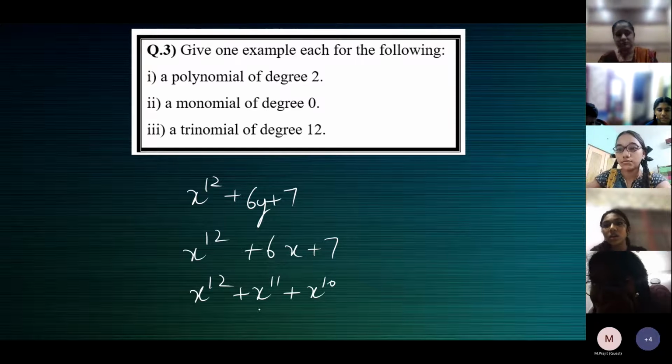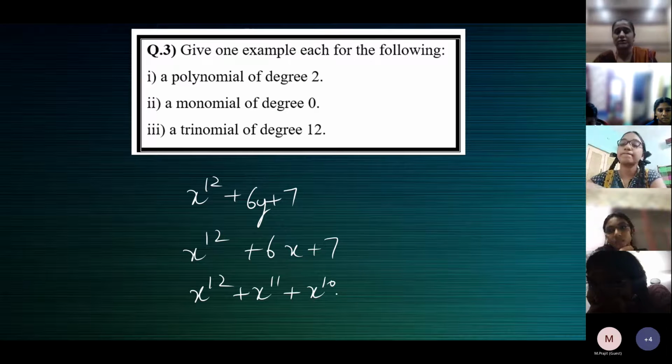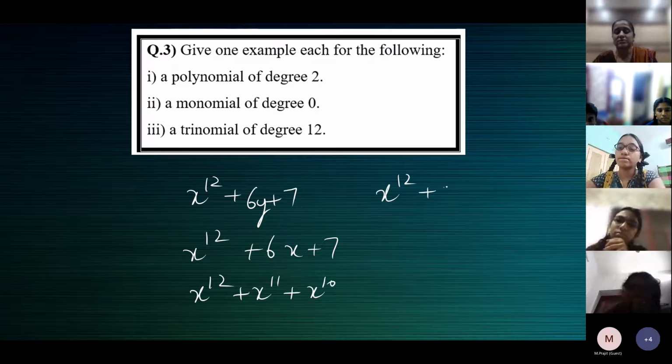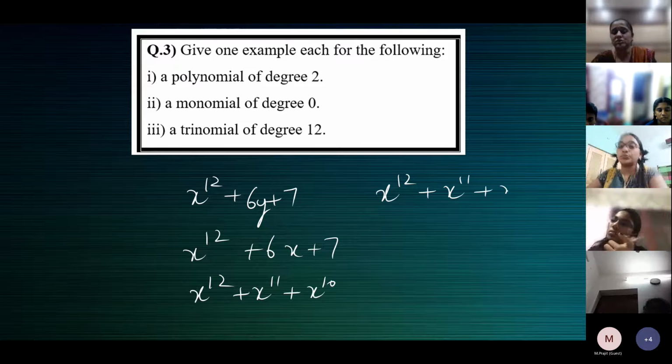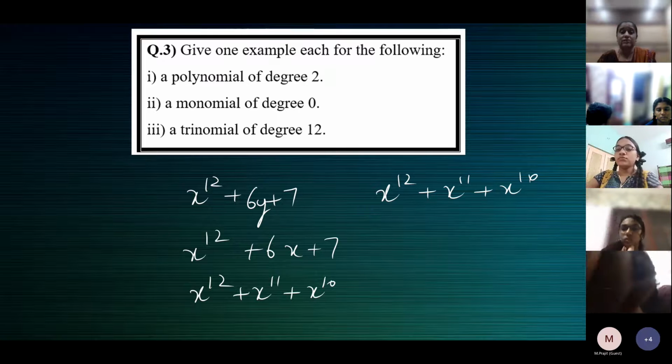Yes, ma'am. This one is a trinomial of degree 12. This one is a trinomial, x to the power 12 plus x to the power 11. They're all unlike terms. Don't think you can add them. x to the power 12 plus x to the power 11 plus x to the power 10 is a trinomial because you can see 3 terms. And you cannot simplify any of them.